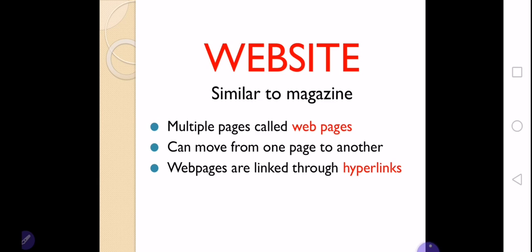So basically, a website is similar to a magazine. It has multiple pages. We call them web pages. We can move through the web pages. We can jump from one page to the next web page, come back, go forward, and when we want to move from one web page to the next web page, we use hyperlinks.